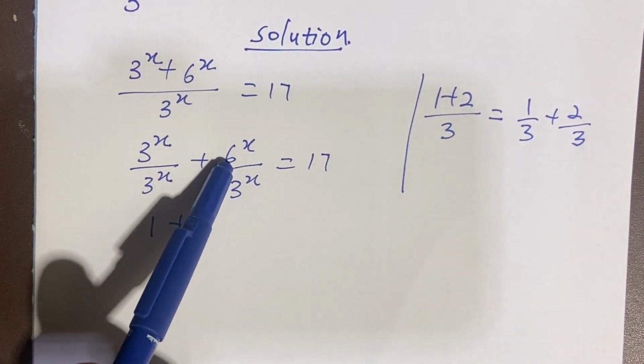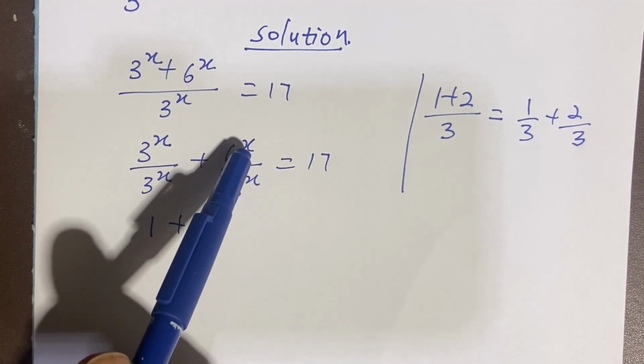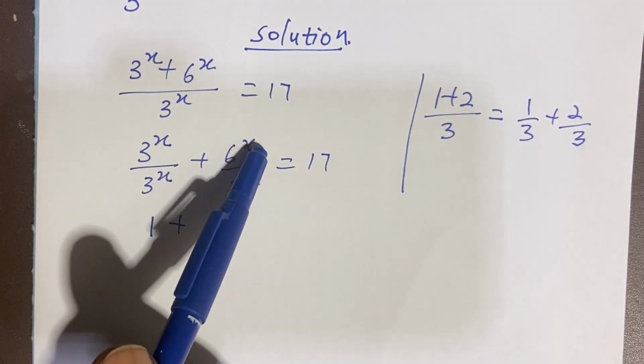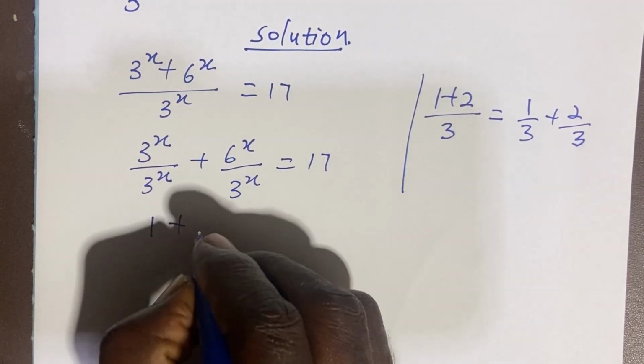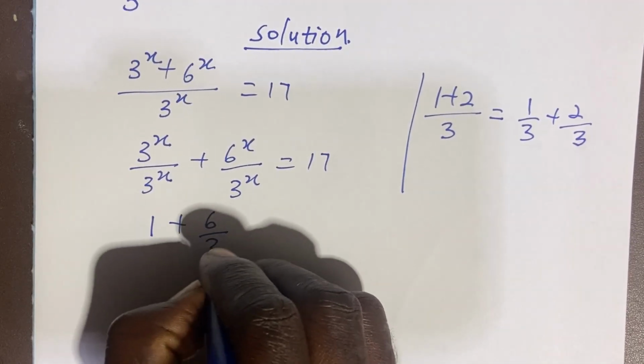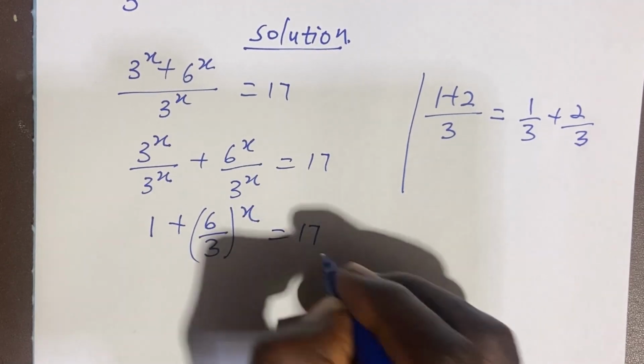Plus, I have 6^x over 3^x. We can see that I have a power of x in the numerator and a power of x in the denominator. Therefore, this can be written as (6/3)^x. This is equal to 17.